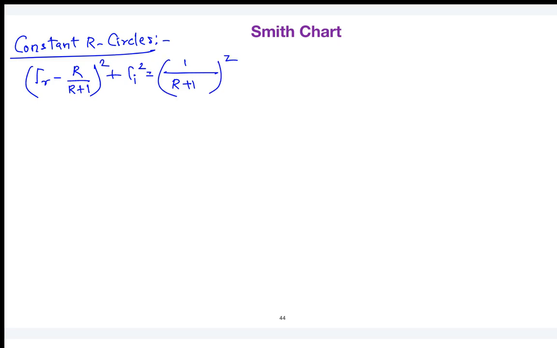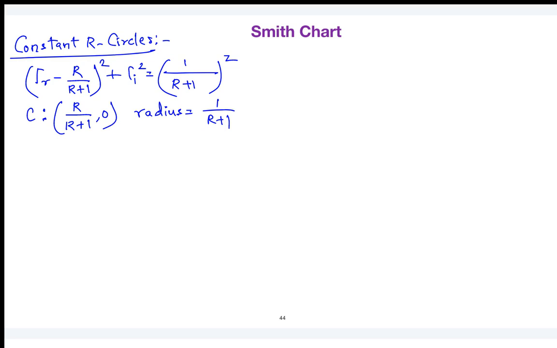By comparing this equation with a circle equation, where are the centers located? You can turn on your microphone quickly. It's already 11:10, so you can switch on the microphone and tell me where the centers are located. By comparing, R by R plus 1 and 0. What about the radius of the circle? 1 by R plus 1. Yeah, thank you.